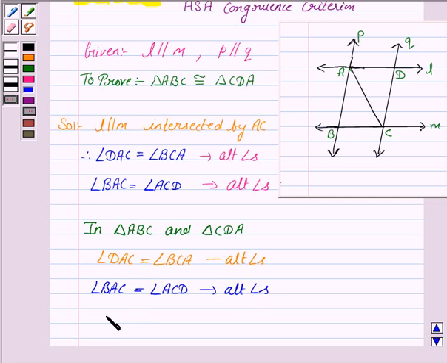Now, we can see that AC is the common side of both the triangles. So, AC is equal to AC, as it is the common side.